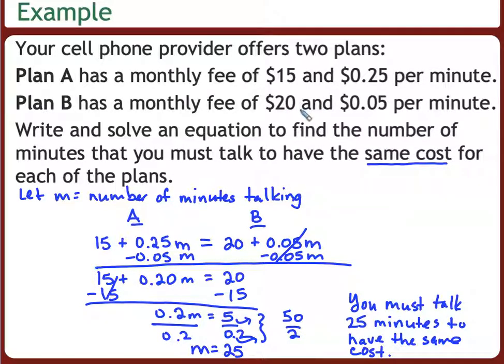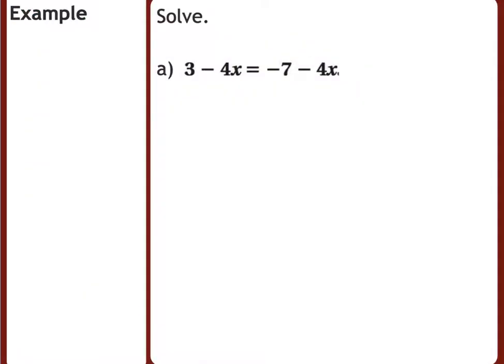All right, so let's go ahead and take a look at a couple of exceptional cases when solving equations with variables on both sides. So let's look at this first example. We have 3 minus 4x is equal to negative 7 minus 4x. So I want to get the variables on one side of this equation. So I'm going to add 4x, but these are both negative 4x. So look at what happens.